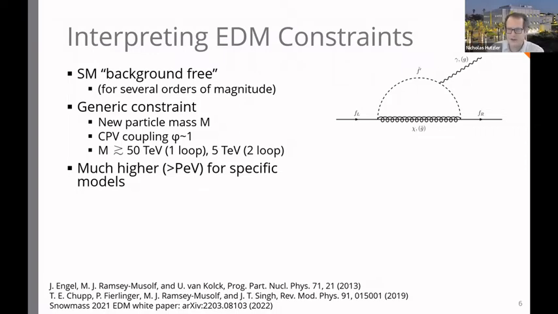And so you can make a simple assumption that you just have some new particle with a mass m that has a CP violating coupling of order unity. And that would tell us that, at least for this sort of very generic model, these experiments are probing one loop effects at the tens of TeV scale and two loop effects at the several TeV scale. Of course, you can come up with specific models that have much higher mass reach, but this is a fairly generic mass reach for these experiments.